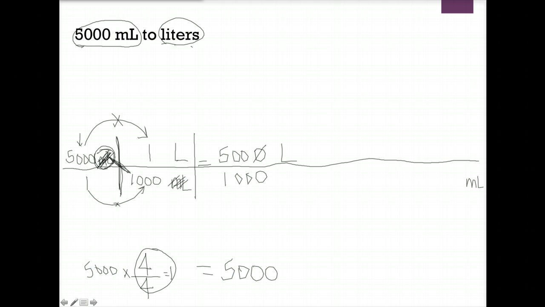Okay, so mathematically, anything on top can cancel anything on bottom. So these 3 zeros cancel with these 3 zeros. So we're left with the problem 5 divided by 1. We all know that 5 divided by 1 is 5. So we write our units. This is your answer. So 5,000 milliliters is the same thing as 5 liters.